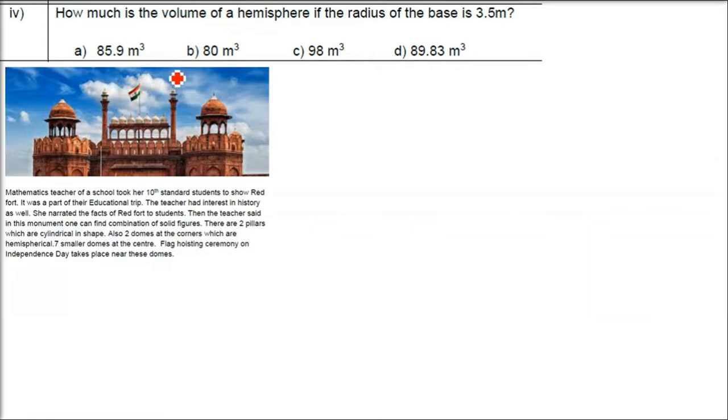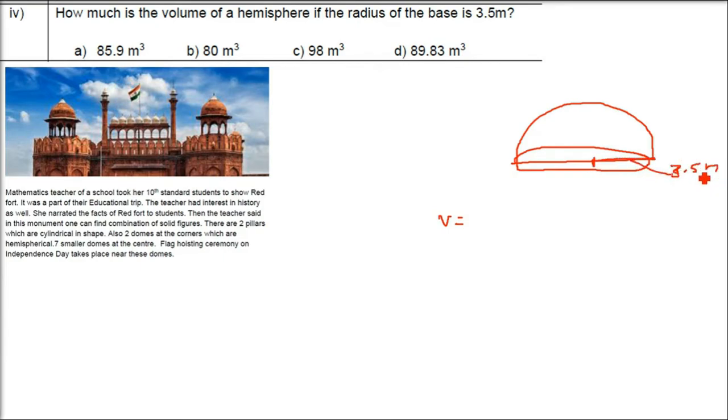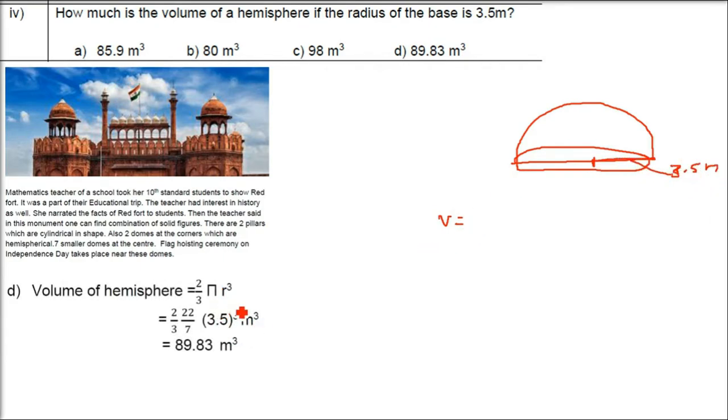Now, how much is the volume of a hemisphere if the radius of the base is 3.5 meter? So we have to take a hemisphere. You need to know the volume of a hemisphere. So this is a hemisphere. The radius of the base is given. When the radius is 3.5 meter, what is the volume? Do you remember? I'll just tell you. It's 2 by 3 pi r cube.